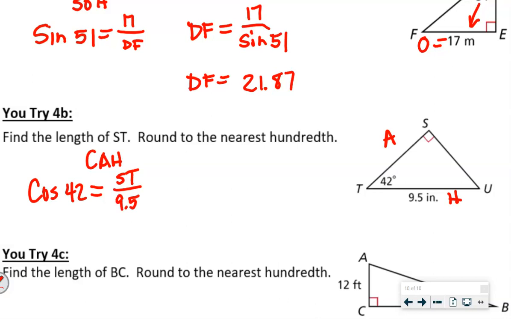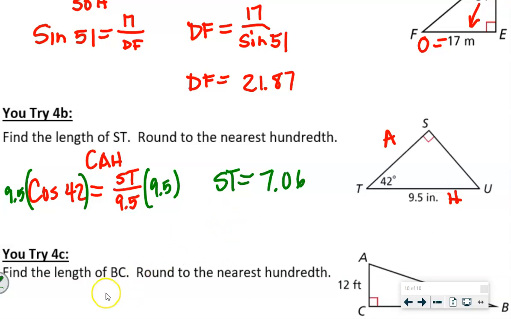And how do we get rid of something that's in the denominator? You got it. Multiply both sides by 9.5. So here again, we can put this right in the calculator just like that, right? 9.5 times the cosine of 42. And you can actually do 9.5 parentheses cosine 42 or just 9.5 cosine 42. And it will give you the answer. And so this time, ST is equal to 7.06, right?